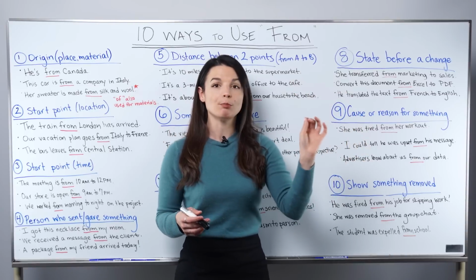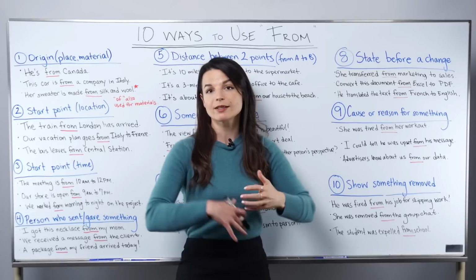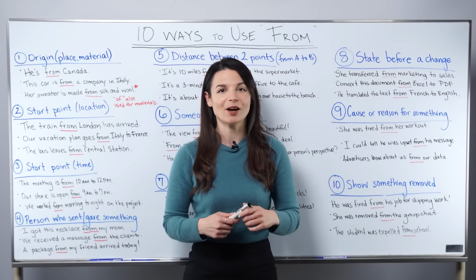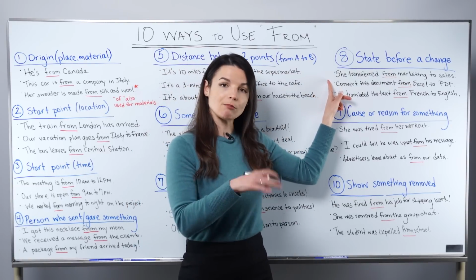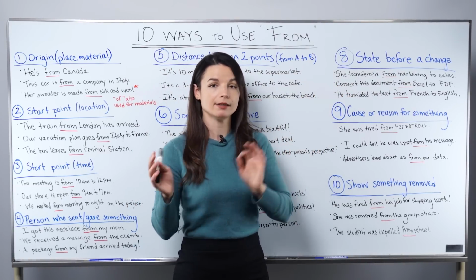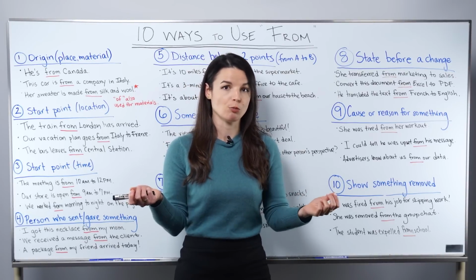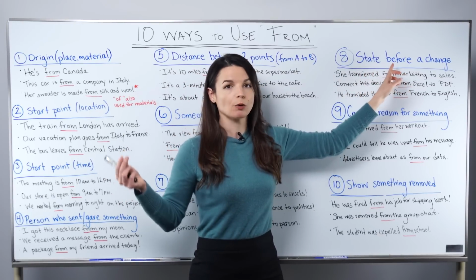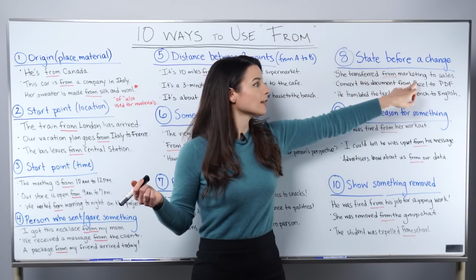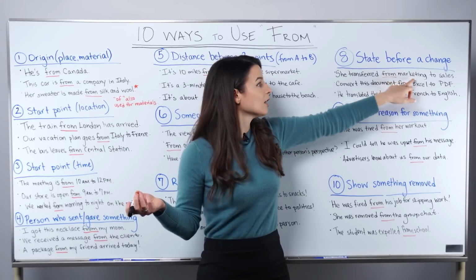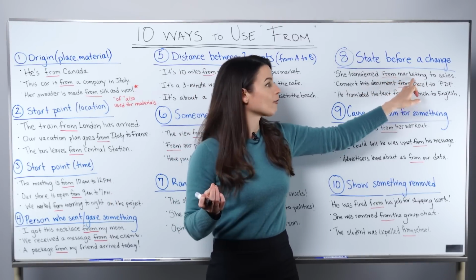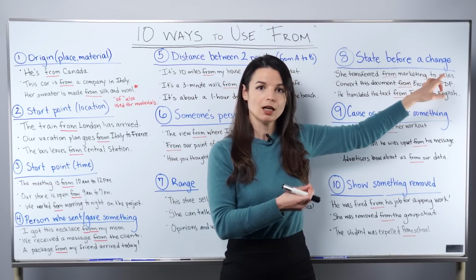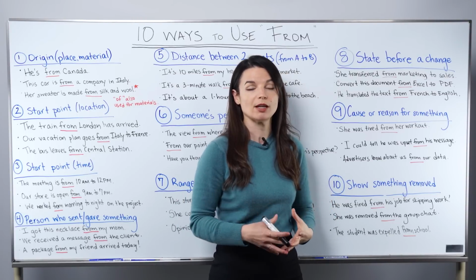Number 8 is the state before a change. So when we're talking about some kind of transformation or some change from one thing to another, we'll use from a lot of the time. So first example, she transferred from marketing to sales. Again, we see this very common from to pattern. So from marketing marks the place she started. So the state before a change, or maybe the place before a change in this case. She started in marketing, or the marketing department in this case. She transferred, so changed in this case, from marketing to sales. So again, we kind of have this start point, destination feeling here, but we're using it in this case to talk about a transformation or a change.